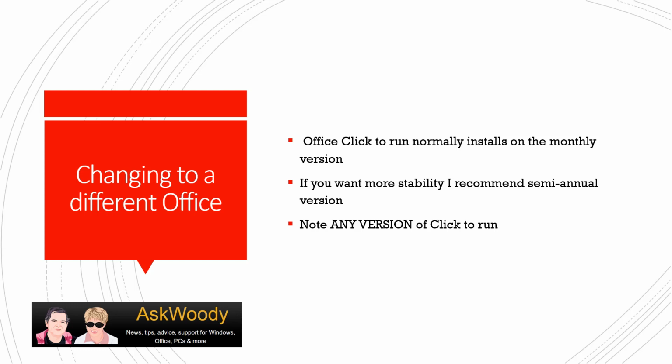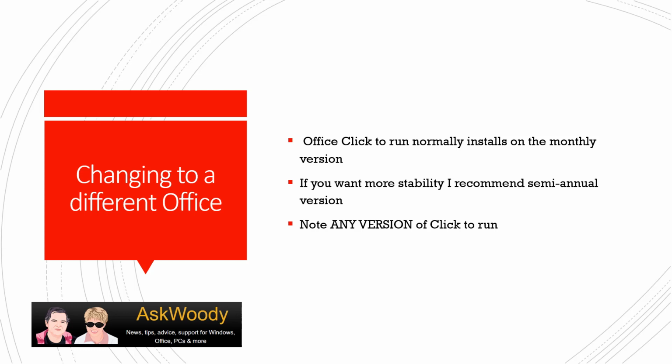Today we're going to talk about changing to a different Office, and I don't mean old-fashioned Office 2010 or Office 13. I mean if you're on Office Click to Run, I'm going to recommend that you roll yourself to what's called the semi-annual version. Now, I've done this on any version of Click to Run. I've done it on the GoDaddy version of Click to Run. I've done it on the retail version. I've done it on the cheapest home version, you name it. So it is possible to do this on any version of Office.